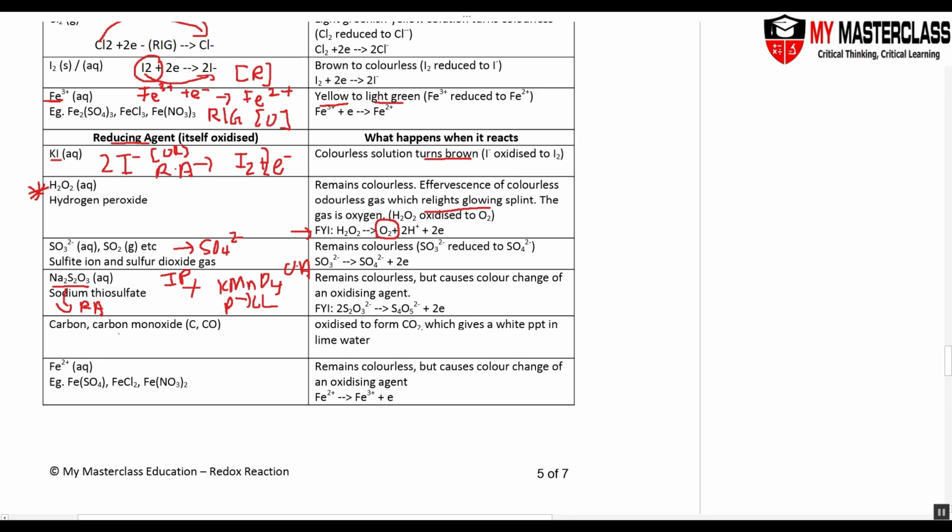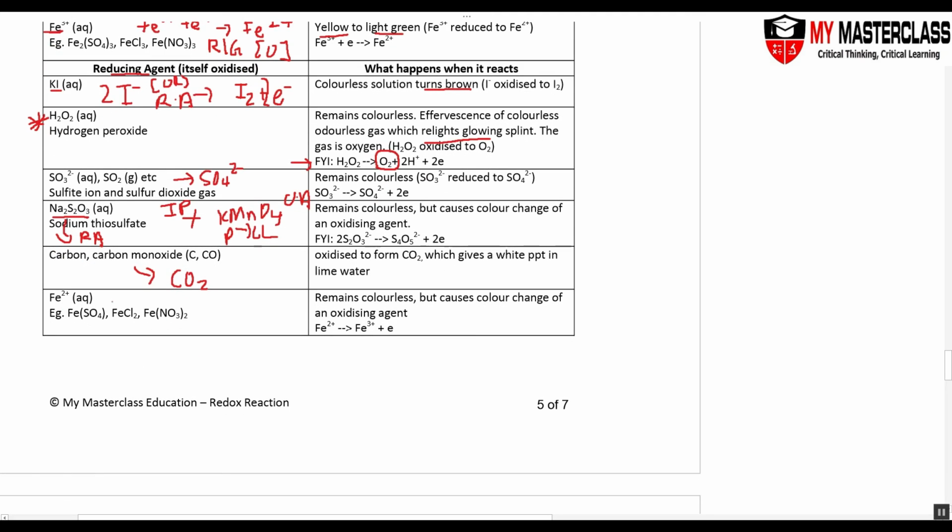Carbon monoxide is again a reducing agent because it will be oxidized to CO2. And then iron(II), Fe2+, will tend to form Fe3+ and lose electrons. When it loses electrons on the product side, oxidation is lose, so it is being oxidized and is the reducing agent. Fe2+ is green and it will turn into red-brown.